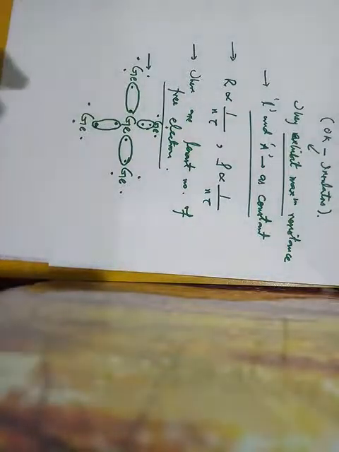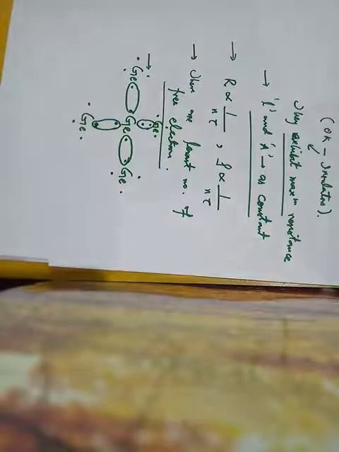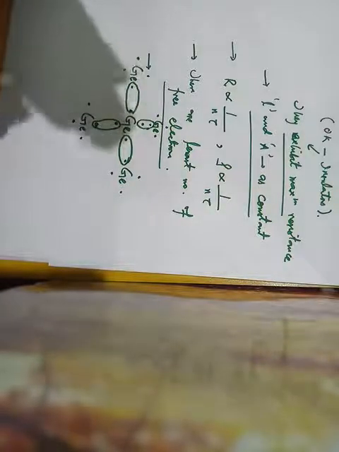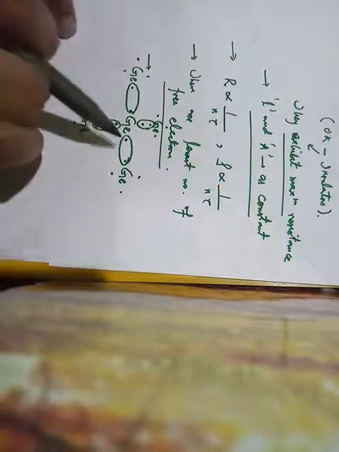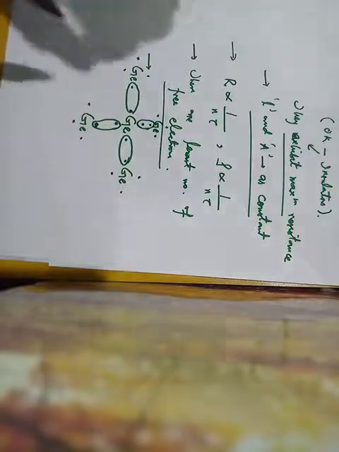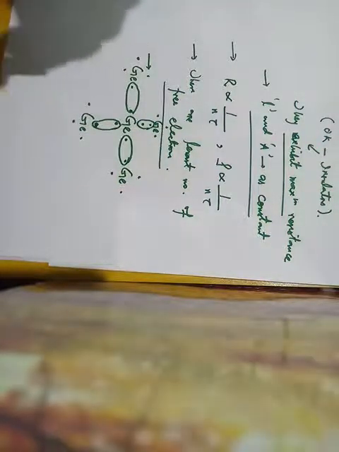When I supply energy to this germanium, as germanium is already bonded with covalent bonds, the covalent bonds start to break up. So when we supply energy, you know the covalent bond is not so much stronger as compared to the ionic bond. The ionic bond is quite stronger as compared to the covalent bond.